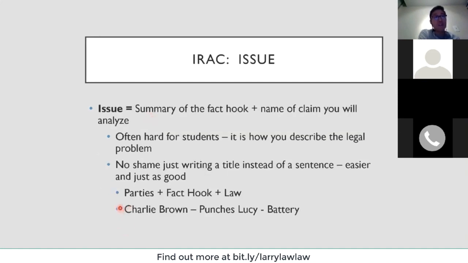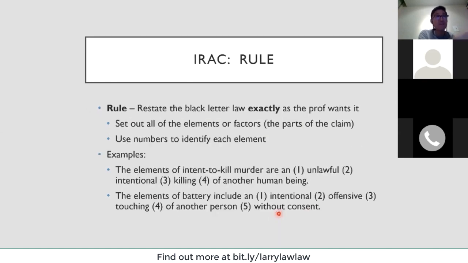So basically, this is just a flag to tell the professor what it is that you're talking about. What you need is the parties involved, so perhaps the defendant, the action, maybe the fact hook. Charlie Brown punches Lucy after she takes the football away. Battery. Does this constitute battery is maybe the way to formulate this. The rule involves restating the elements of the black letter law exactly as the professor wants. Set out all the elements or factors, and use numbers to identify each element. You'll see why in a second.